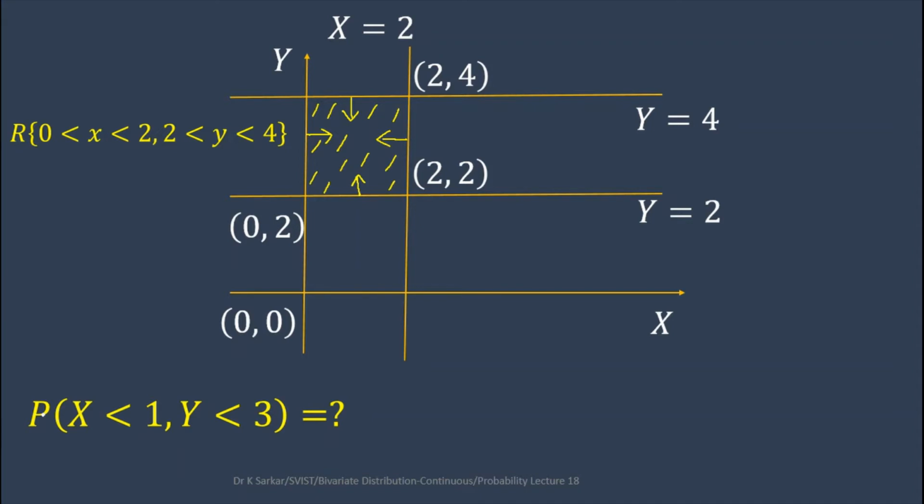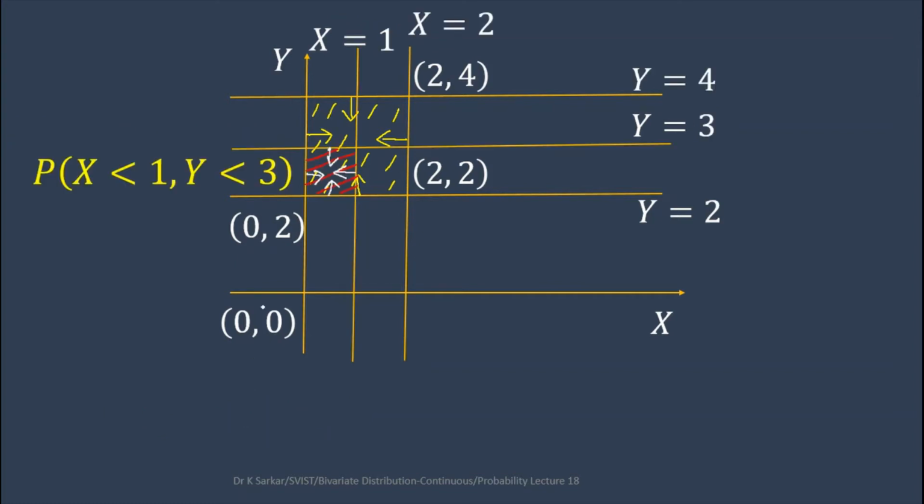Now we have to find the probability for x less than 1, y less than 3. Let us try to understand the region in the diagram. Here we have drawn the x equals 1 straight line and the y equals 3 straight line. Now x less than 1 means the left side of the x equals 1 line, and y less than 3 means the downside of the y equals 3 line. So the red shaded region is the region whose probability we have to find.